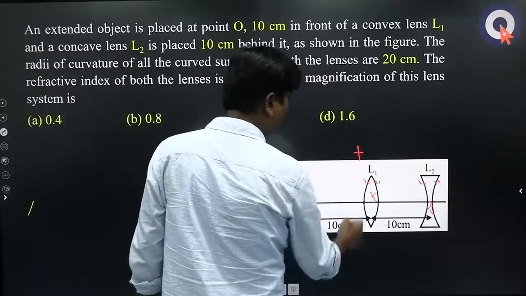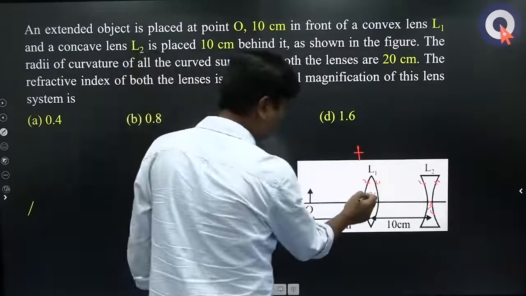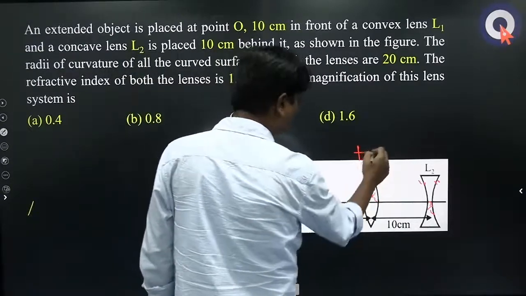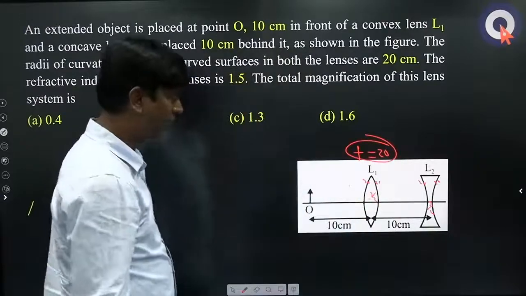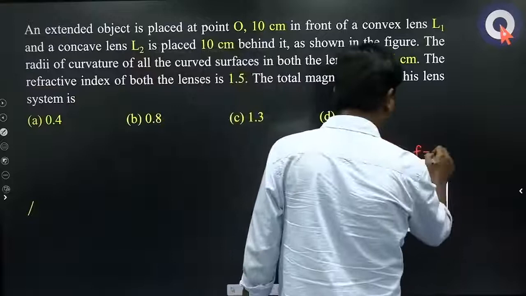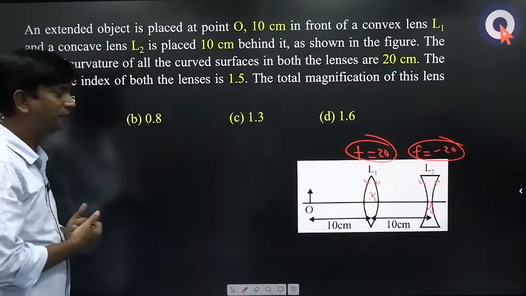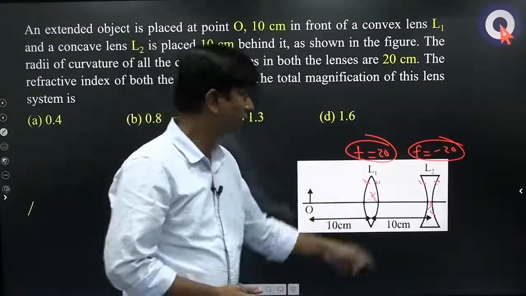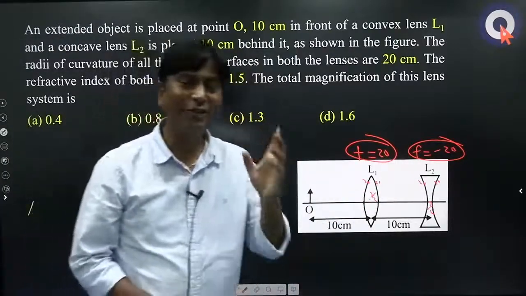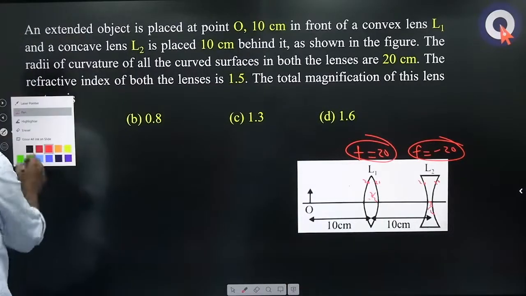You know very well that when the refractive index is 3 by 2, with two equal radii of curvature, 20 and 20, kept in air, compulsorily the focal length will be the same as the radius of curvature. This focal length will be minus 20 for the concave lens. Apply the lens maker formula, you will get that. Now, first time object distance 10, focal length 20. So definitely you will be getting a virtual image only, right?